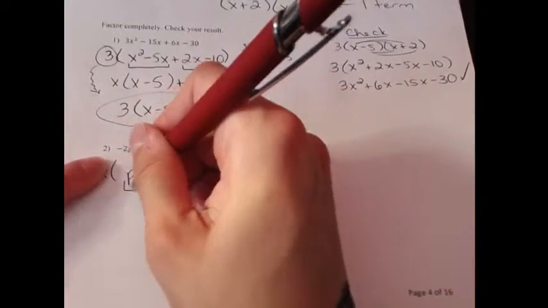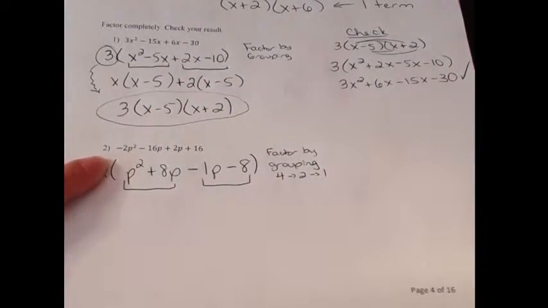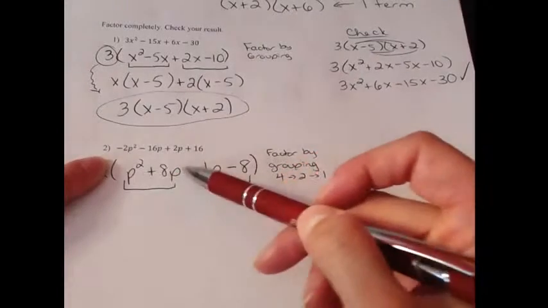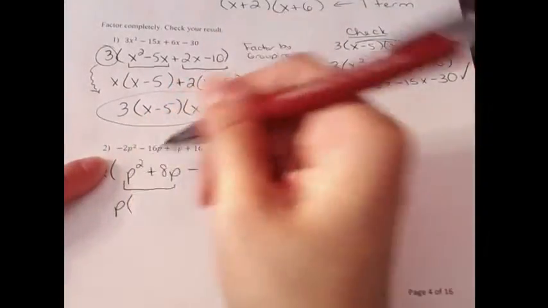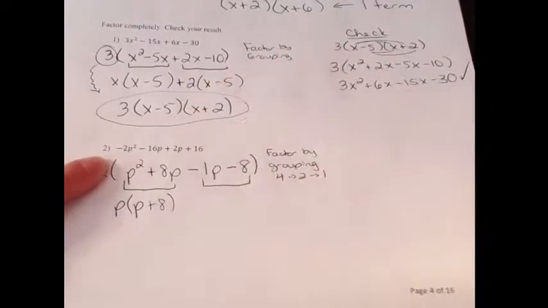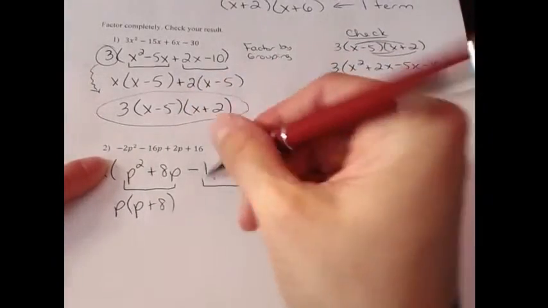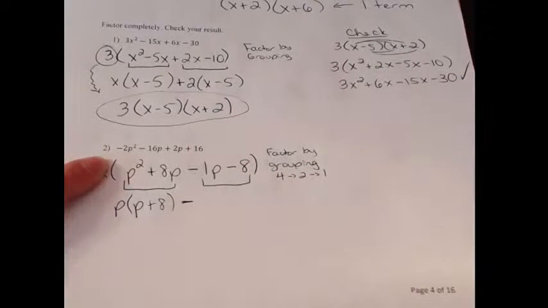So let's go through the process. Look at the first 2 and the last 2 in terms of groups. Out of the first 2 terms, you're going to factor out your common factor, which is p. If I factor p out of both of these 2 terms, I'm left with p plus 8. Your sign always comes down. So in this case, it's a minus. No big deal. Bring that sign down.